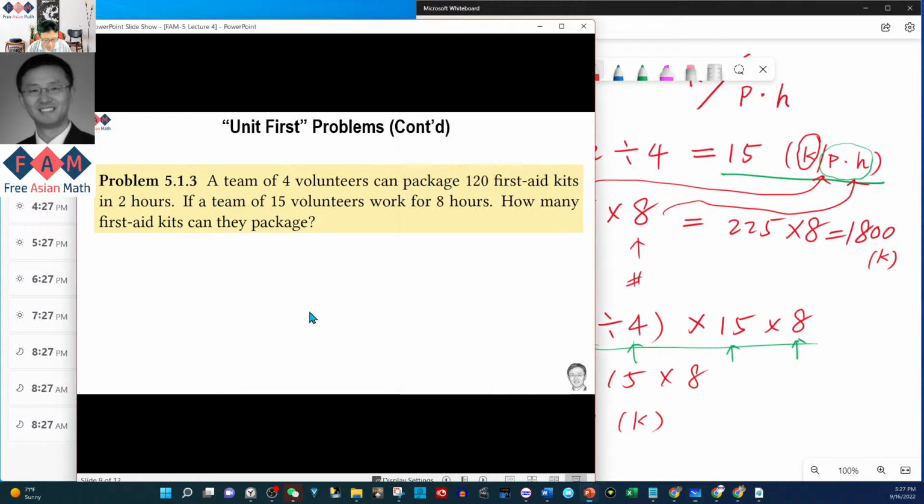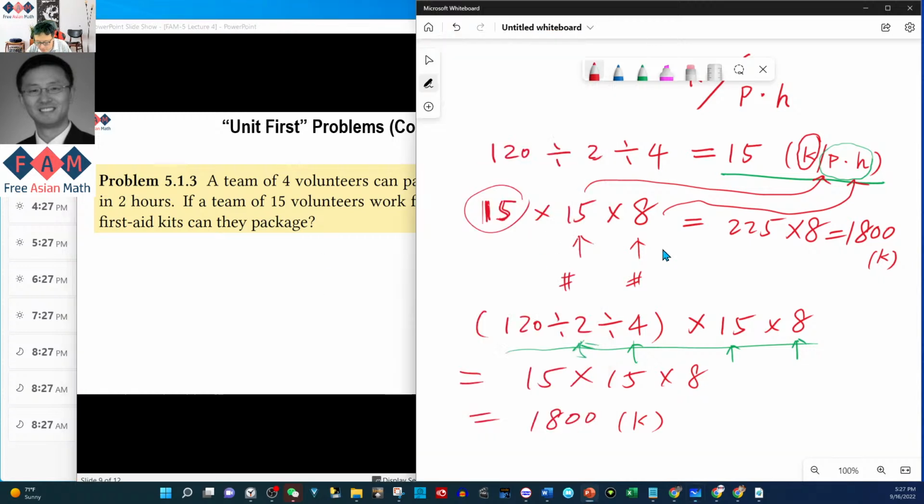So you consider this problem, it's fundamentally the same as the first 2 problems, except that in order to get the unit quantity, instead of just one division, now you have to divide this total by 2 quantities, both the number of people and the number of hours. So both problems are the same unit first problem.